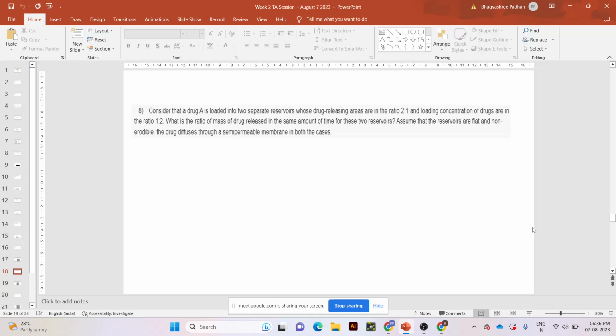Consider that a drug A is loaded into two separate reservoirs whose drug releasing areas are in the ratio 2 is to 1 and loading concentration of the drugs are in the ratio 1 is to 2. What is the ratio of mass of drug released in the same amount of time for these two reservoirs? Assume that the reservoirs are flat and non-erodible. The drug diffuses through a semi-permeable membrane in both the cases. If you guys went through the reservoir systems, you'll be easily able to solve this question. Did anyone go through the reservoir systems in the previous lectures?